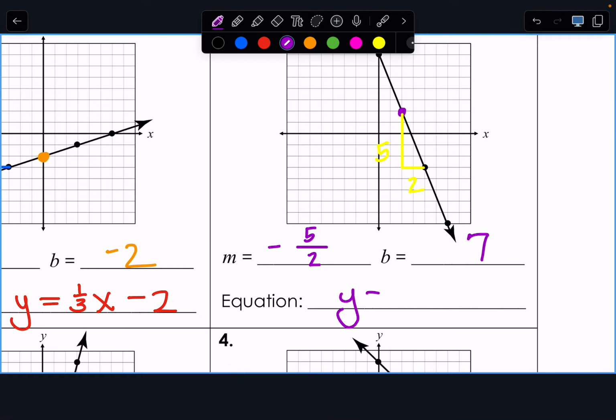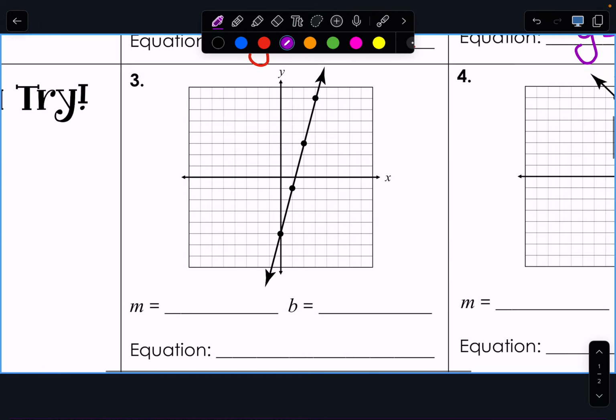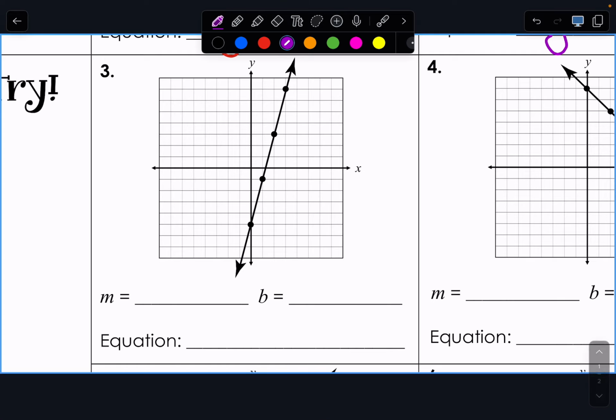So y equals mx plus b. That's the equation I need you to write. Okay? I will remind you that anytime you write slope, if it's not simplified, I need you to simplify it. Okay? All right, so how about you try number 3 without me? Try number 3. Work with your elbow partner. That's totally fine.